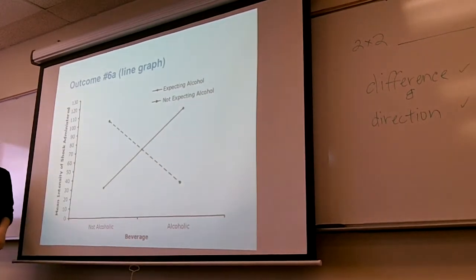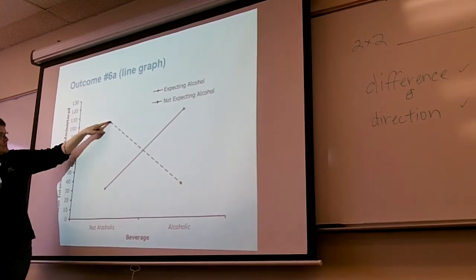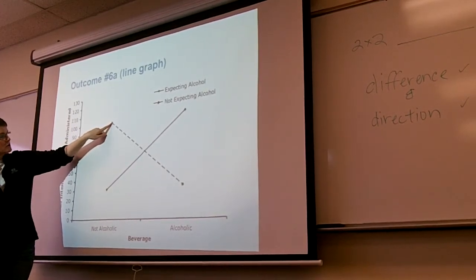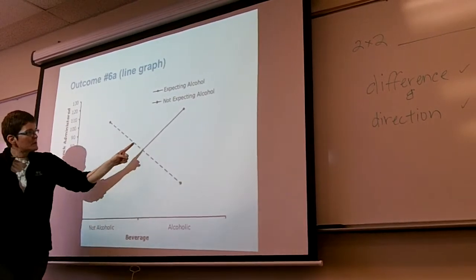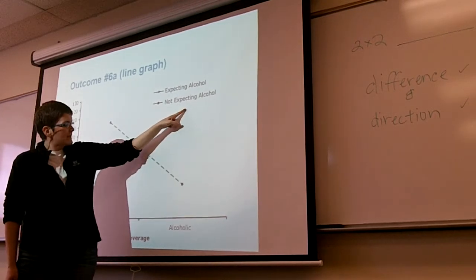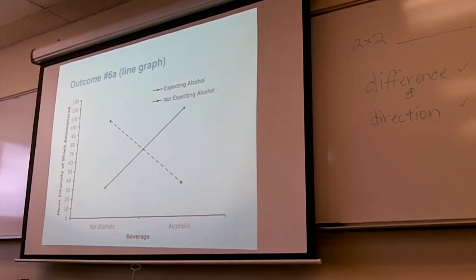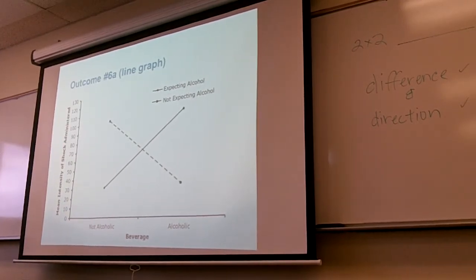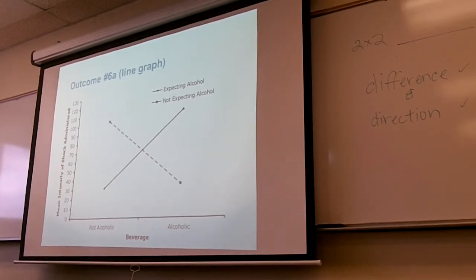So who are these people? And what do they have in common? How can we describe this? All right, so these people were not expecting alcohol, right? Because there's a circle. Not expecting alcohol, and they didn't get it. And these people were expecting alcohol, and they got it. So what do those people have in common? They got what they were expecting, right? So participants who got the beverage they were expecting administered significantly higher shocks than people who got a beverage that they weren't expecting.